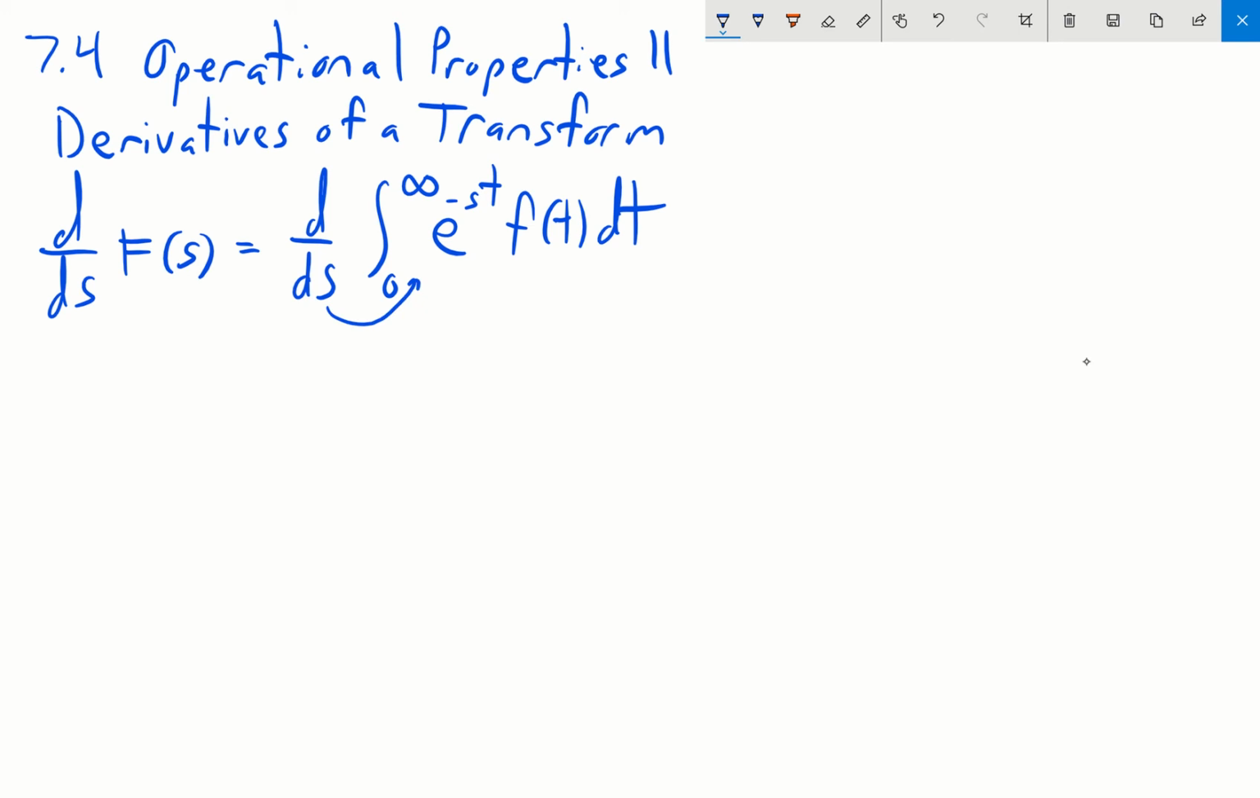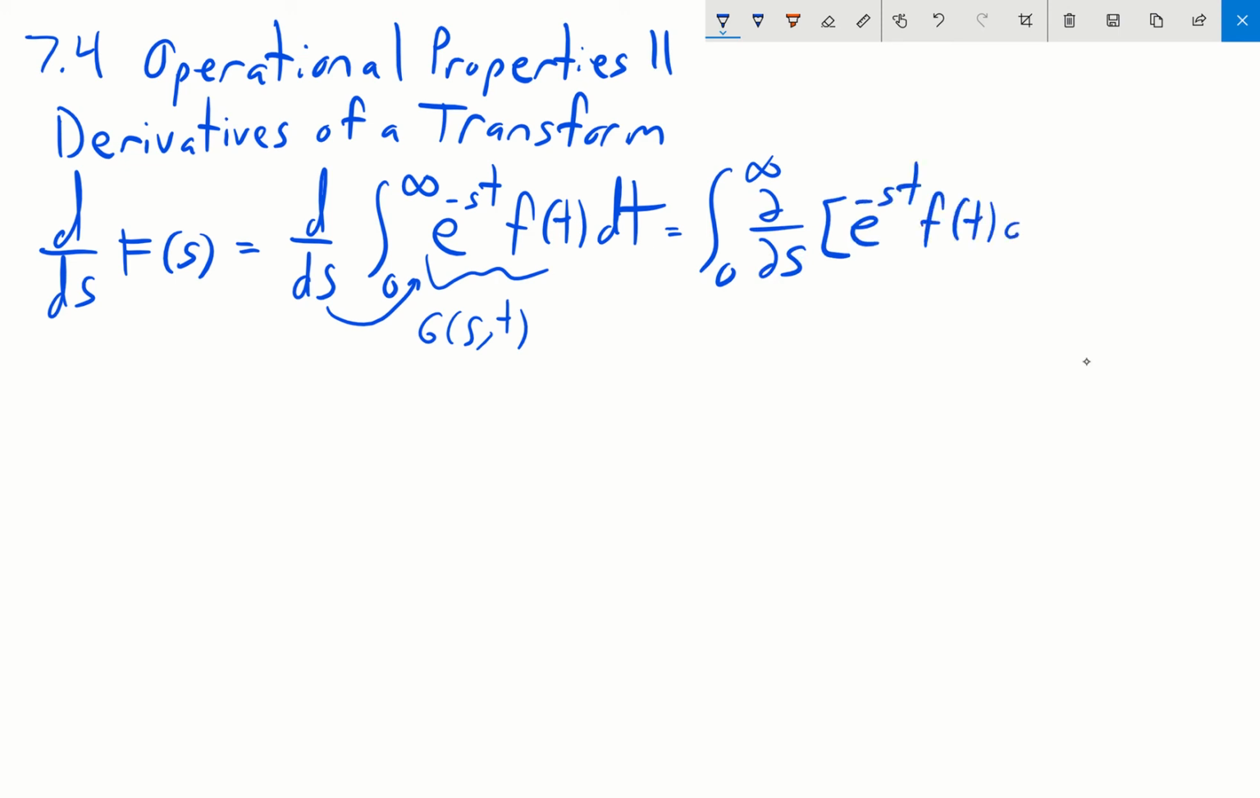Now, the function on the inside, the integrand here, is a function of both s and t. So when we pass the derivative to the inside, we want to denote that it's actually a partial derivative. It's going to be the partial derivative with respect to s of e to the negative st f of t dt. With respect to s, f of t is constant, so you can pull that outside of the derivative.